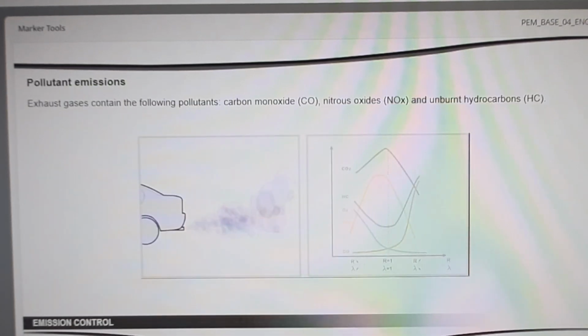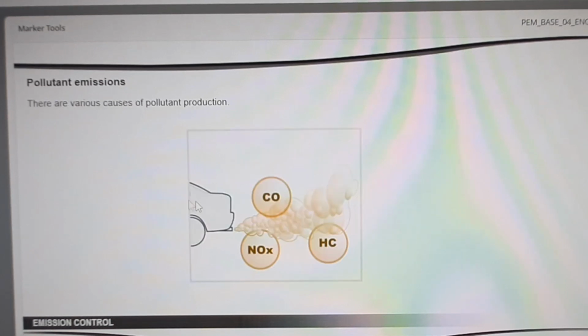Under ideal conditions, engine combustion would only produce water and carbon dioxide. However, combustion is not perfect and produces various pollutants. Click on the vehicle to see the various pollutants. There are various causes of pollutant production.